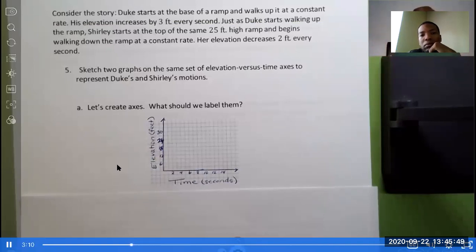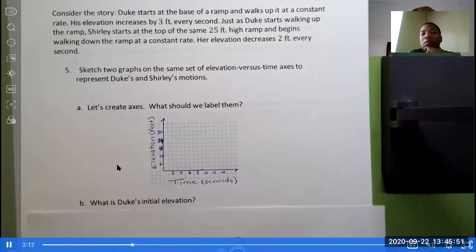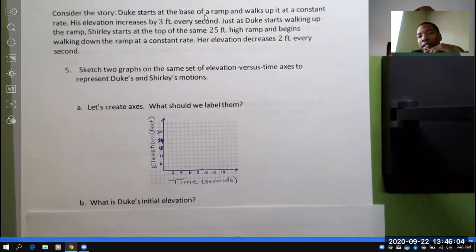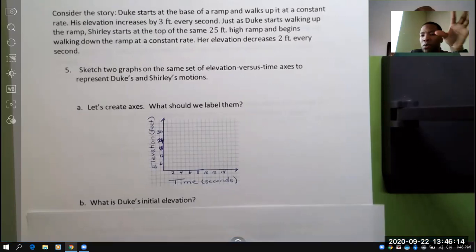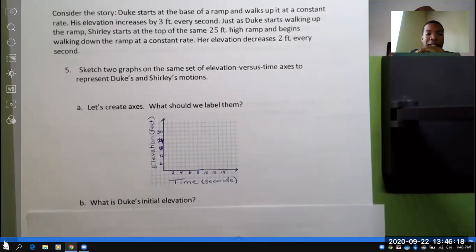Okay, here's another question. What is Duke's initial elevation? All right, could you guys go ahead and put some of that in your chat as well? Okay, initial elevation. Yep, because up here it says Duke starts at the base of the ramp. So where is he gonna start? The initial elevation. Put that in point intercept notation for me so I could see the X, the Y value. Where is he gonna start? Go ahead and put that in the chat and I'll see it. I'm gonna continue the video.